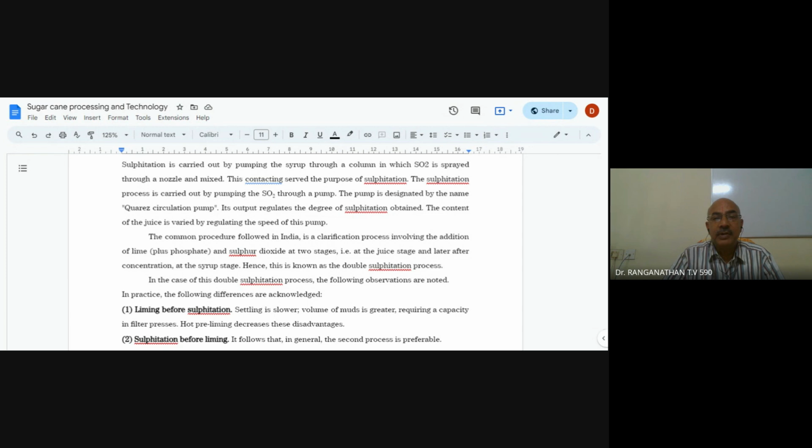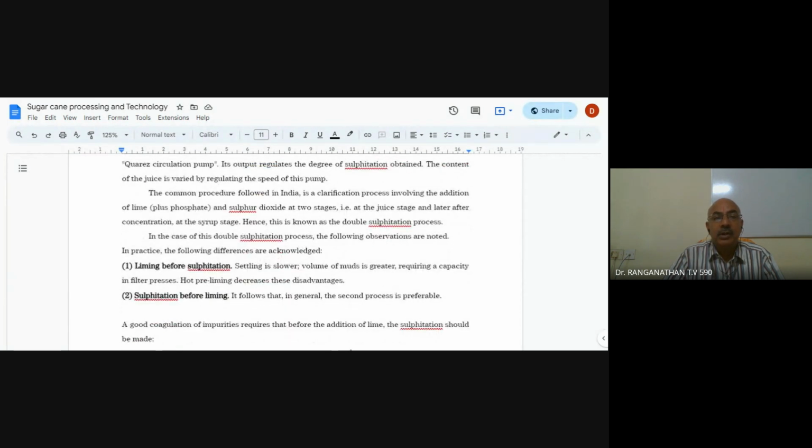So in the case of double sulfitation, what are the properties? Liming before sulfitation, what do you mean by that? This is what I told: you go to the alkaline range and then the acidic range. Settling is lower, the volume of mud is greater, requiring more capacity. So hot pre-liming decreases the disadvantage.